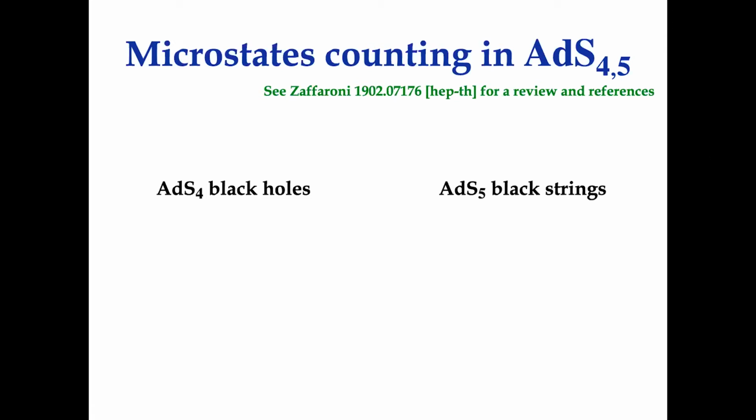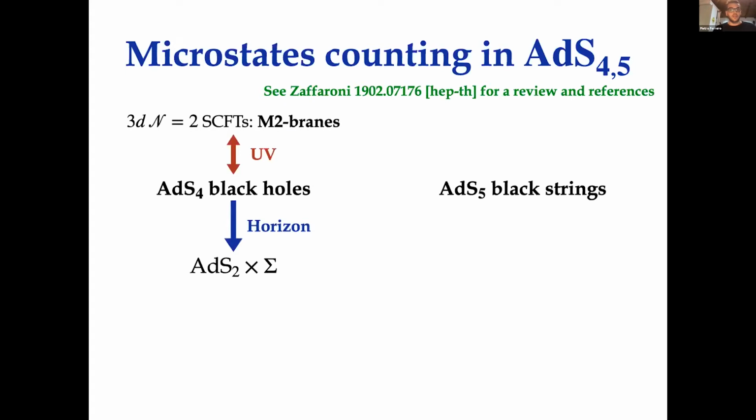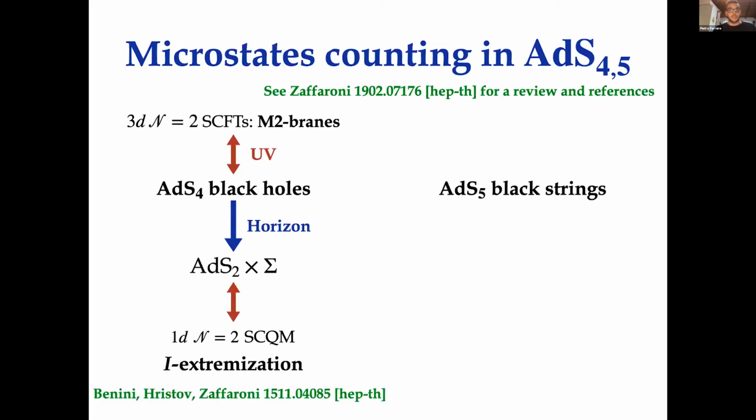And in these two cases, there's been quite some progress recently on the counting of microstates for black holes and black strings. In the case of AdS4, we have a UV which is dual to a 3D N=2 SCFT arising from M2 branes. And the horizon of these black holes looks like AdS2 times Σ, which is dual to a one-dimensional superconformal quantum mechanics. In this case, the counting of microstates is typically done using I-extremization.